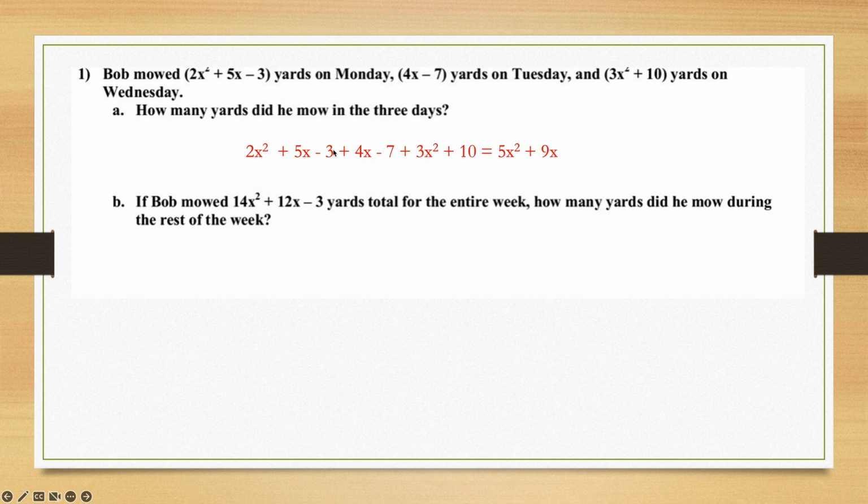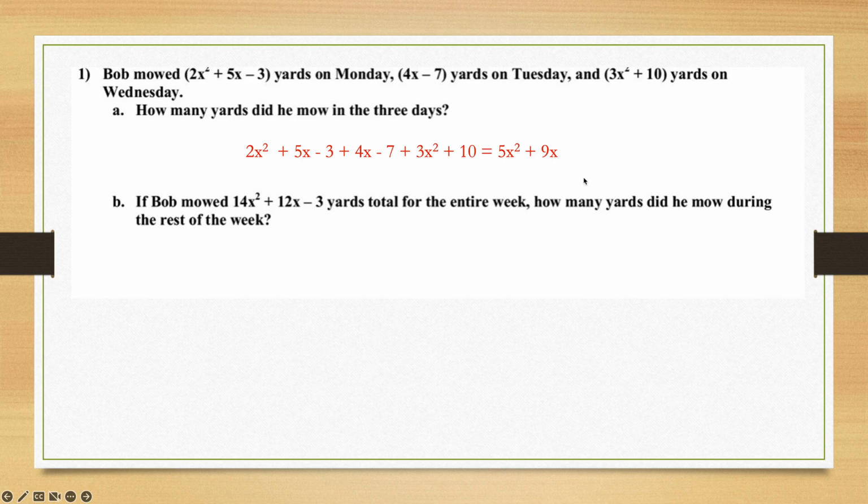Now let's get all my x's together. 5x's and 4x's make 9x's. And that's all my x's. Now the numbers, -3 and -7 make -10, and +10 is nothing. So I could write +0, but I don't usually do that. That, again, is considered tacky.